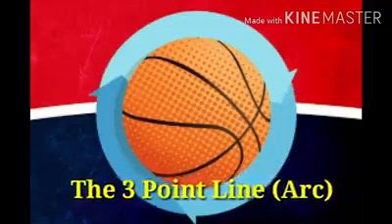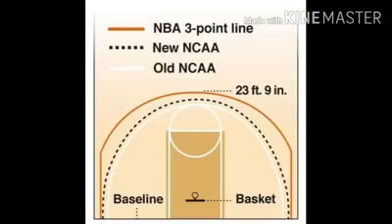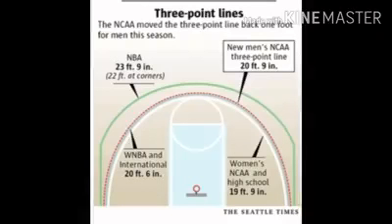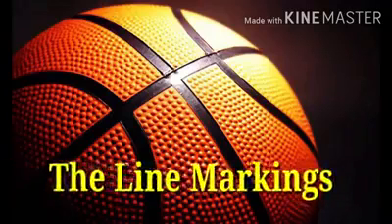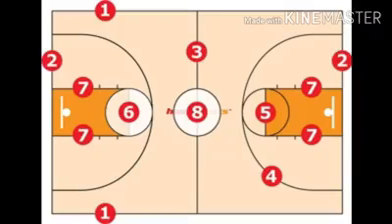The 3-point line or arc. For NBA basketball courts, the 3-point arc is 22 feet to the center of the rim on the sides, with a straight line extending out 16 feet 9 inches from the baseline. Past those points, the line extends out 23 feet 9 inches from the center of the rim. Line markings. All line markings on the floor are 2 inches wide and can vary in color.